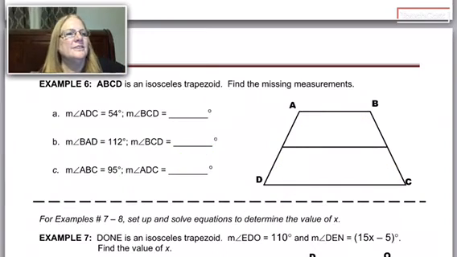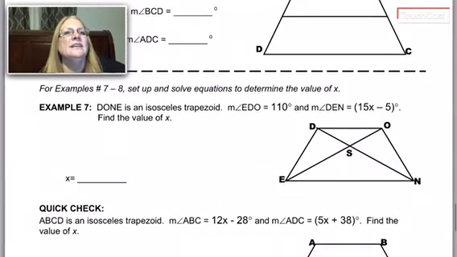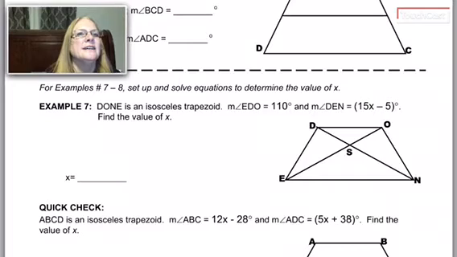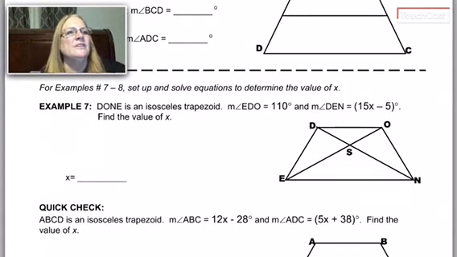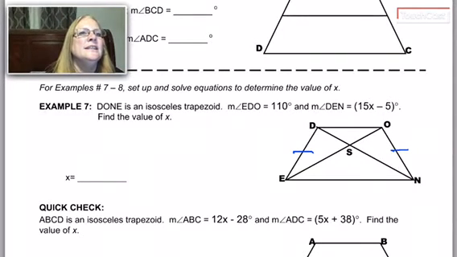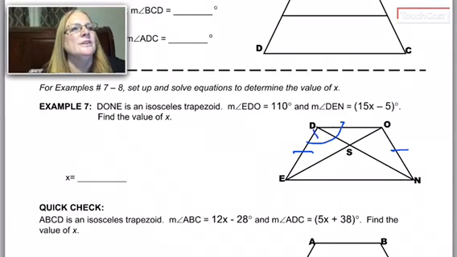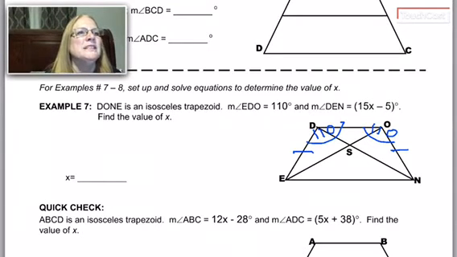All right, now let's look at example 7. DONE is an isosceles trapezoid. So by definition, these are congruent. Okay, EDO is this angle right here, is 110. So we know that this angle right here is 110. And we know that these angles are supplemental, so they would be 70.